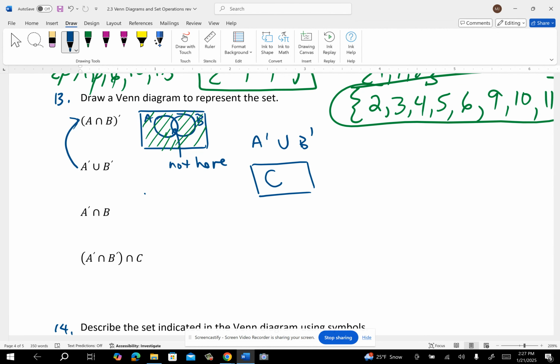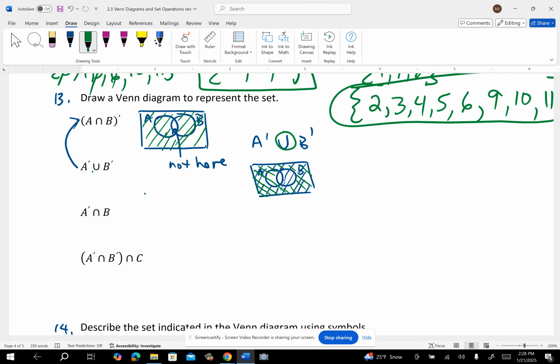All right, so I'm going to take A's complement first. A's complement would be outside set A. I'm going to do that in blue. Outside set A. Right, see that? Okay, then I'm going to do B's complement in green. Outside set B. Okay, so there's that. And then I want the union of those two sets, right? The union of those two sets.